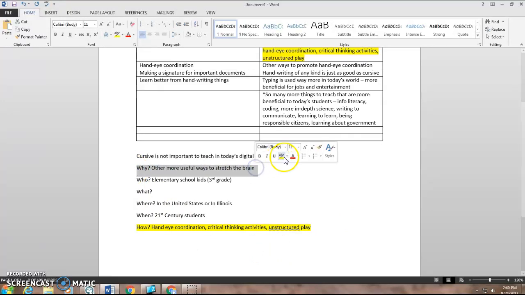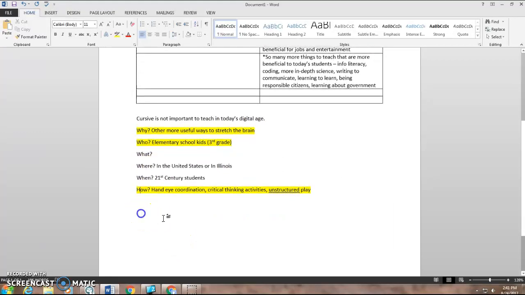We need the why. Everybody has to have a why, so choose why, have a good why. Now we've got who, where, and when. And you want to just choose one more. You don't want to junk it up too much by having all of them in there. Probably just want to choose one more. I'm going to make sure we're talking about elementary school kids because that makes the most sense. So in the United States, that's something that probably, if the author is in the United States, you know that already. 21st century students, well, we say today's digital age, so you don't need to repeat that. These are my three. So now I've got a narrow focus topic.